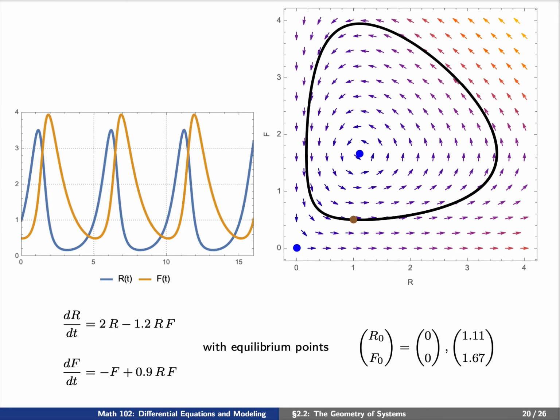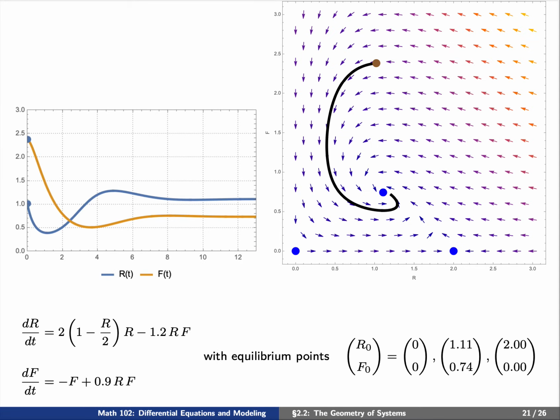You can also see that there are two equilibria points in this case. The blue dots represent these 2 points. One of the points is at the origin, 0, 0, and the other one is slightly in the middle of the graph at 1.11, 1.67.